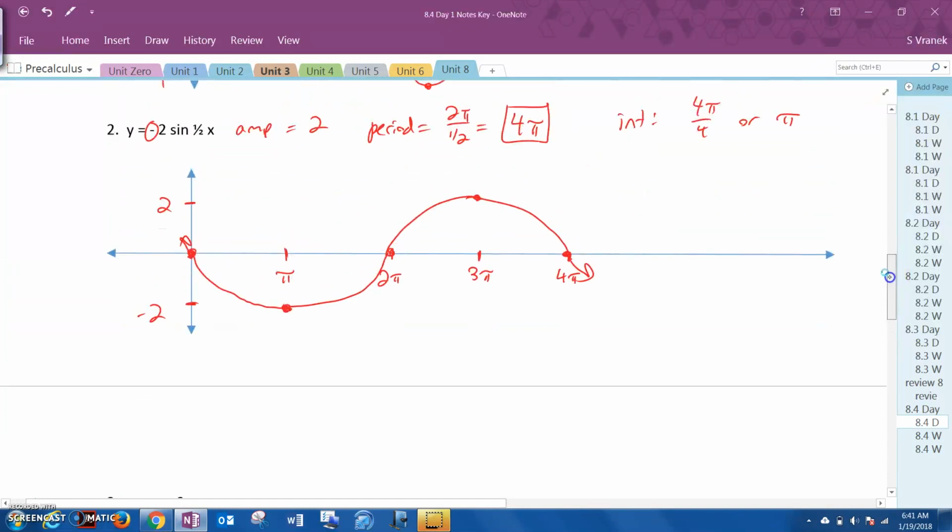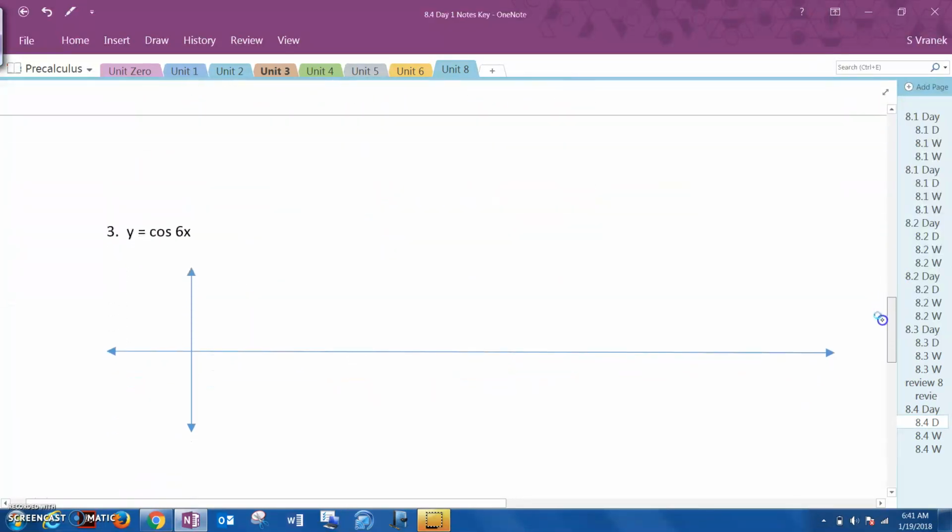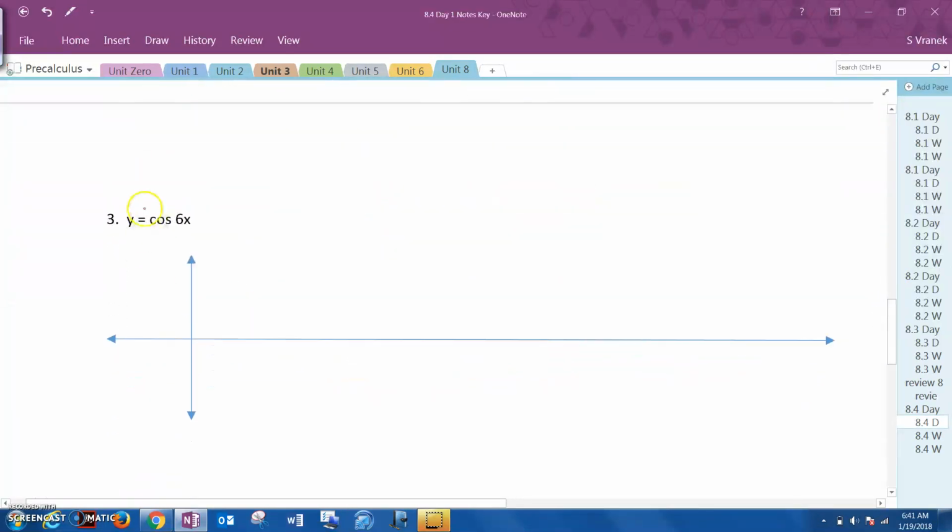Okay, let's do another one. Cosine of 6 pi. Well, this time the amp is just equal to 1. And we have a cosine curve, which means we're going to start at either the top or the bottom, not the middle line. The period is 2 pi over 6, which is pi over 3.